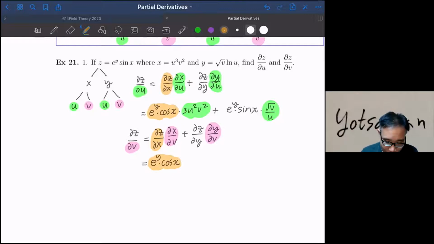However, for dx dv, you need to differentiate. So you have dx dv, so it's going to be u to the third times 2v. Okay, so this guy is going to be u to the third times 2v.